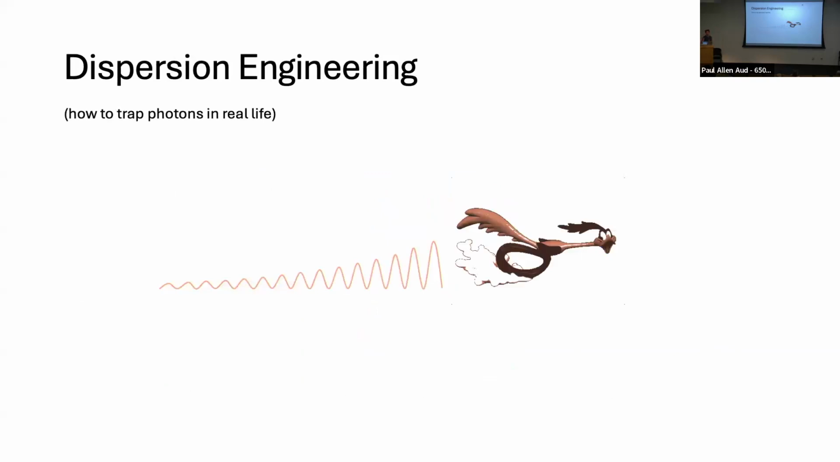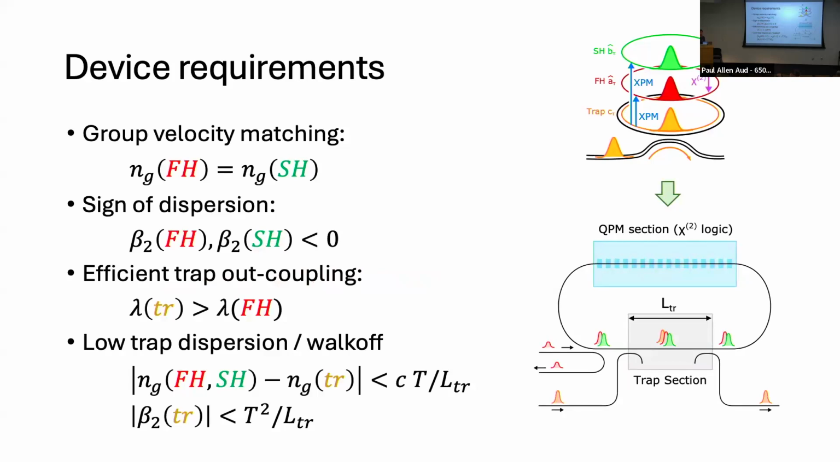Now let's bring it down to earth with some dispersion engineering. What do you need in order to get temporal trapping? You need to satisfy several conditions. First of all, you need to match the group velocities of your fundamental and second harmonic. They need to have the same sign of dispersion, so you can trap both of them. And then you also need this additional frequency, this trap frequency.